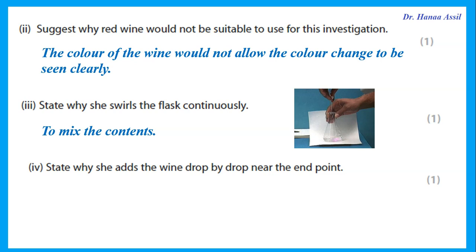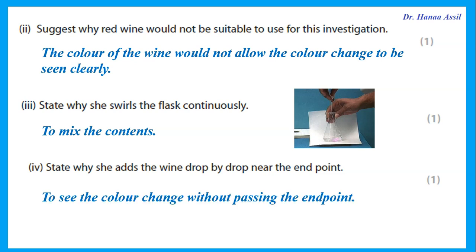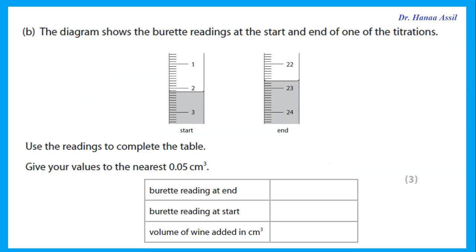State why she adds the wine drop by drop near the end point. Near the end point, I should add drop by drop from the burette so that we see the color change without passing the end point. I don't want to add too much for my calculations.